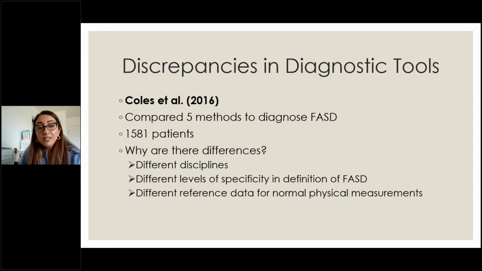All right. So as you can see, we've got a lot of discrepancies in our diagnostic tools. Colas et al. in 2016 did a study on 1,581 patients and looked at their evaluations and compared the 5 methods to diagnose FASD. And they found lots of differences in the diagnostic systems used. Okay. So that means that not one individual who was evaluated had the same diagnostic system used to arrive at the same diagnosis. So that led to inconsistency among the diagnostic systems.